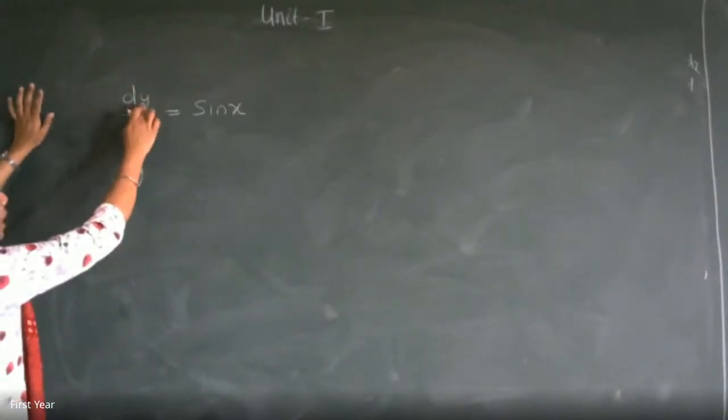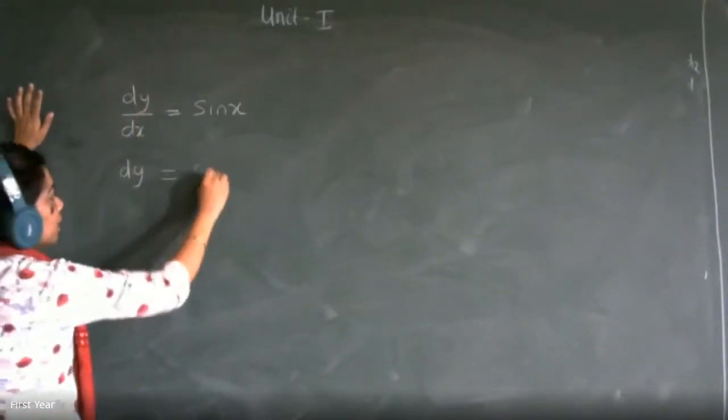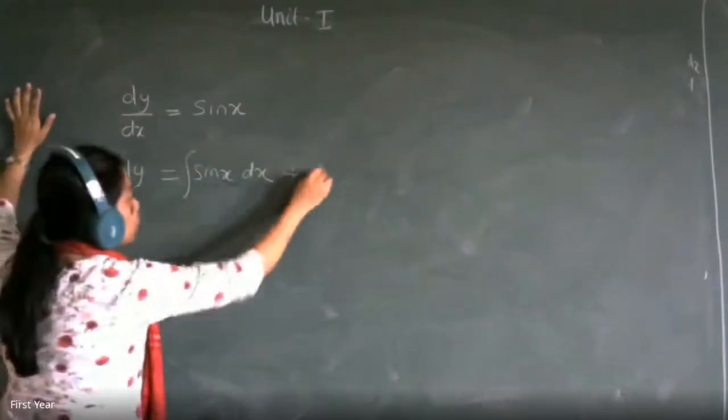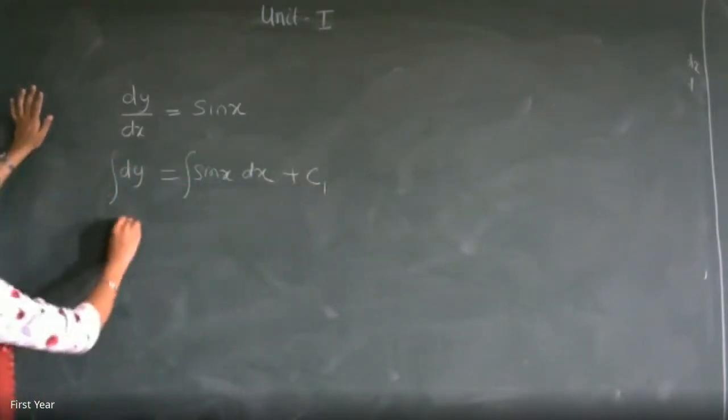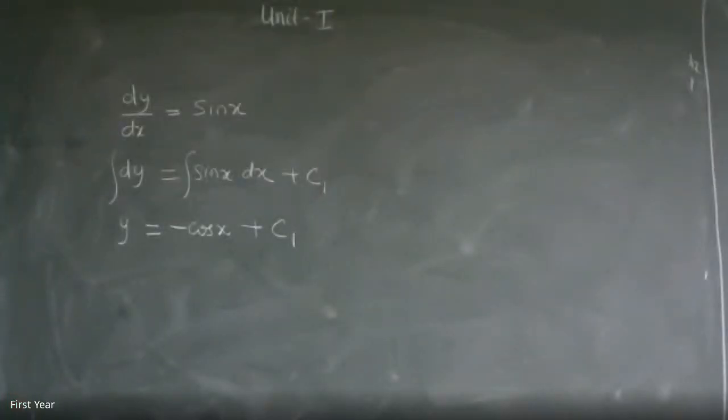Which variables are there? dy, y is the variable and x is the variable. So this is sin x dx. Integrate this, with constant of integration c1. Therefore y is equal to integration of sin x, which is minus cos x. Please don't make those mistakes, derivatives and integration getting confused. So minus cos x plus c. Okay, so this is your solution.